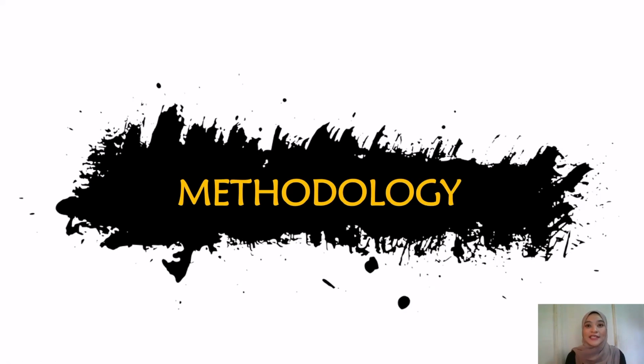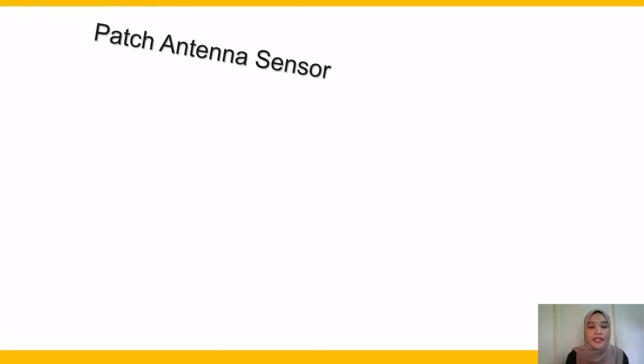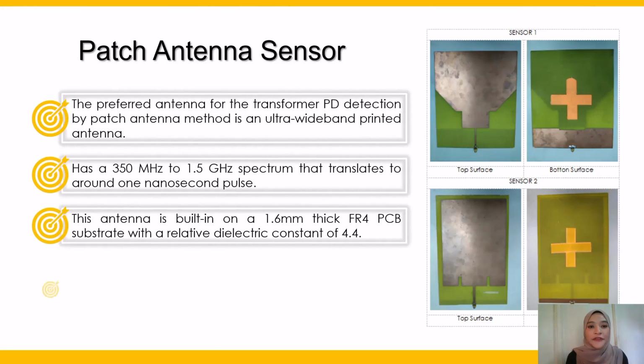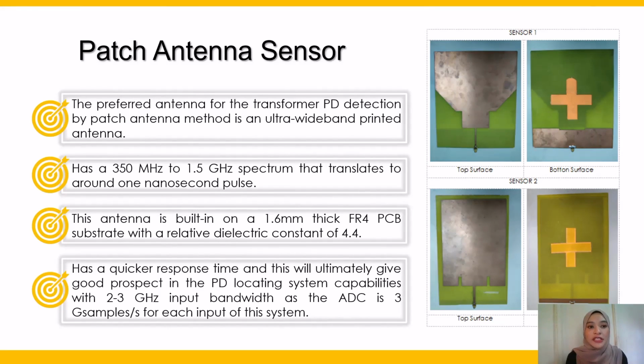Okay, next I will explain the methodology of this project. First is patch antenna sensor. The preferred antenna for transformer PD detection by the patch antenna method is an ultra-wideband printed antenna.